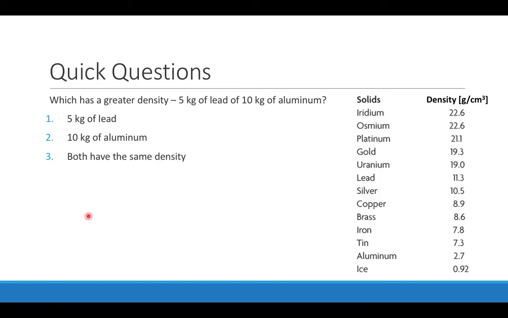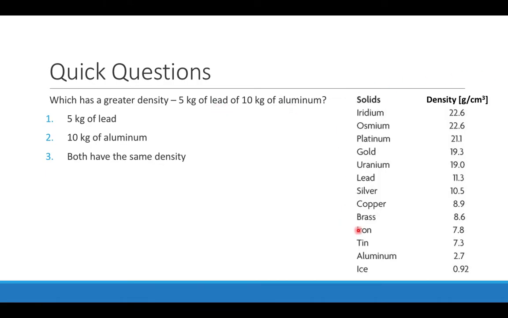Okay, so we have another question. Which has a greater density, 5 kilograms of lead or 10 kilograms of aluminum? So again, we go back to this idea. We can't just focus on the numbers that are out front because that's the mass. It's not the density. So what we have to do is look at the fact that we are comparing the density of lead and aluminum.